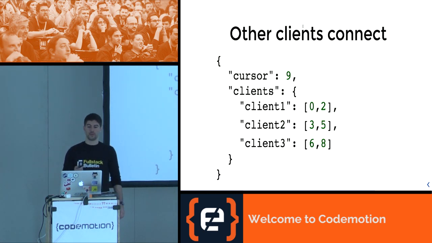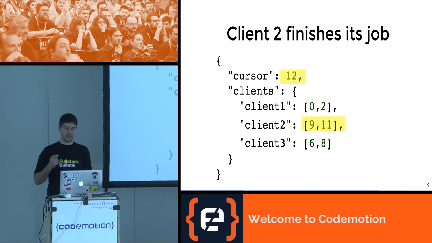At some point in the future, there are other 2 clients connecting, and they get the next batches. So they get 3 to 5 and 6 to 8. After a while, client 2 is the fastest one, so he completes his batch, he doesn't find a solution, so he asks again for another batch to do. So we can increase the cursor again, and we can assign to client 2 another piece of work to do.